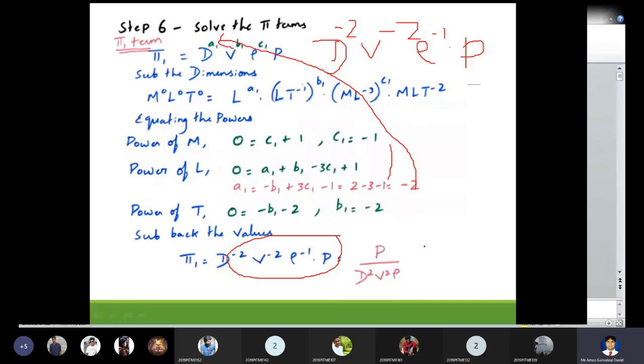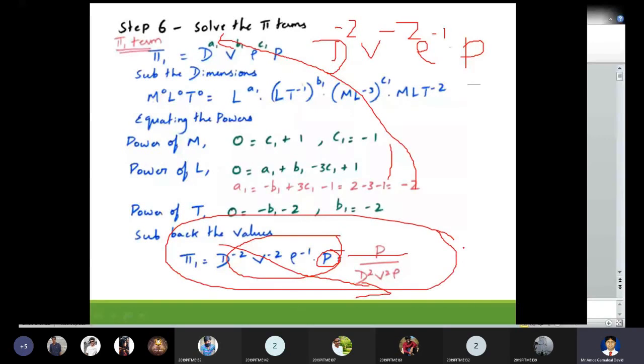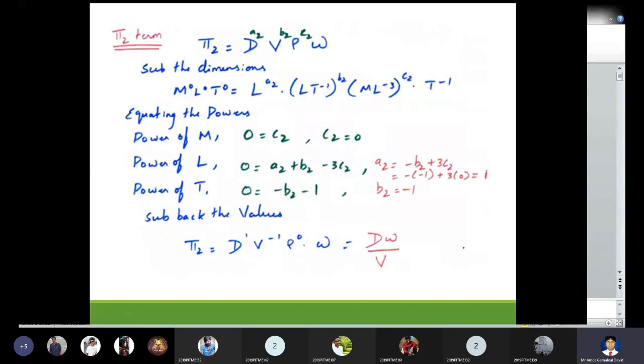Minus 1 whole power minus 1 or minus 2 means it has to go to the denominator, so I'm going to take all the minus terms to the denominator. So the only thing that will be in the numerator is p divided by d square v square rho. So this is my first pi term. Clear? Then I have to do it for pi 2 as well.